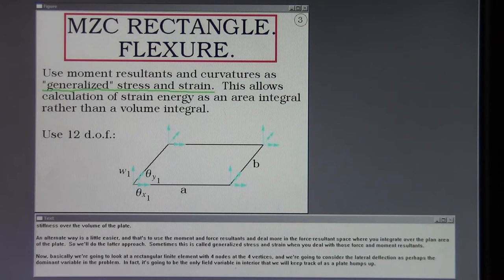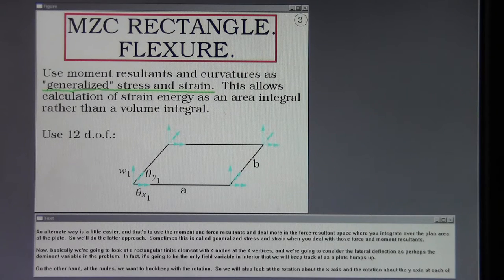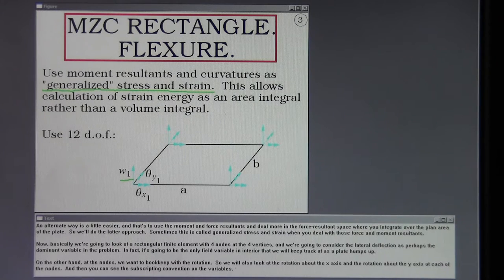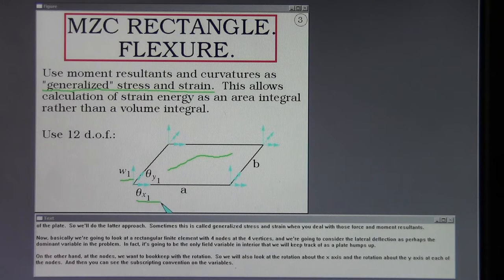Now, basically, we're going to look at a rectangular finite element with four nodes at the four vertices, and we're going to consider the lateral deflection as perhaps the dominant variable in the problem. In fact, it's going to be the only field variable in the interior that we will keep track of as the plate humps up. On the other hand, at the nodes, we want to bookkeep with the rotation. So we will also look at the rotation about the x-axis and the rotation about the y-axis at each of the nodes. And then you can see the subscripting convention on the variables.